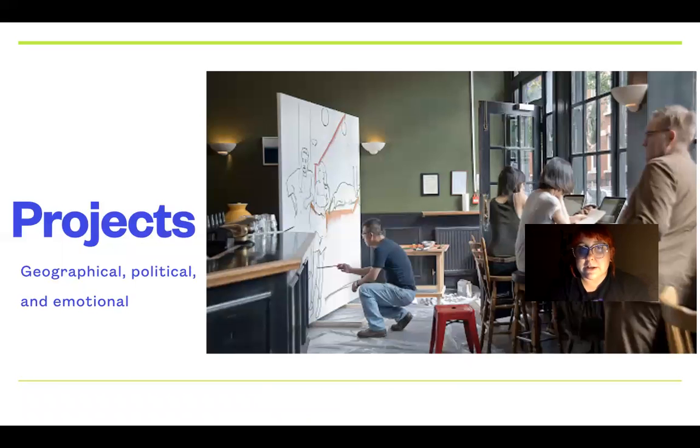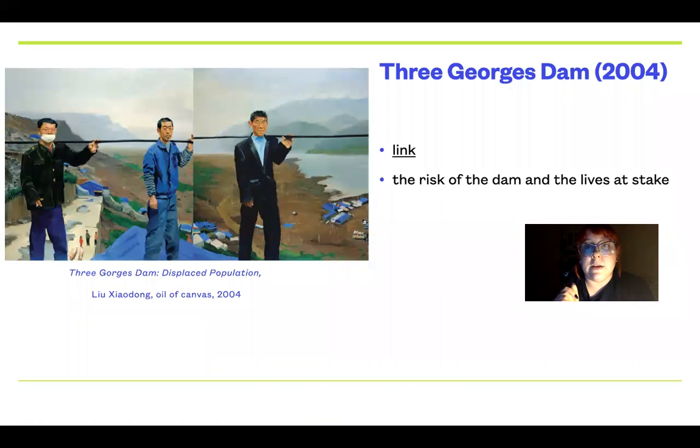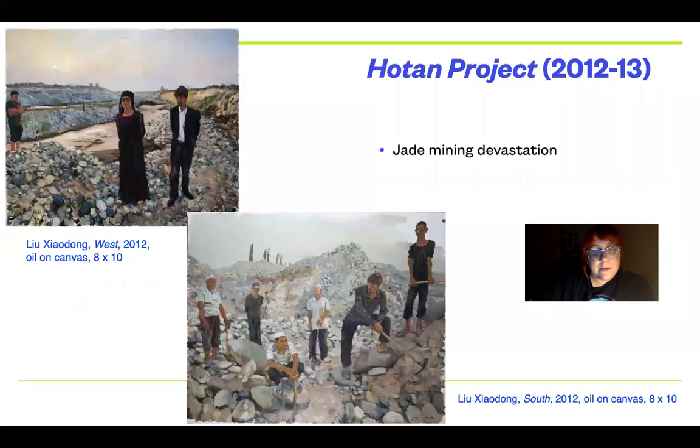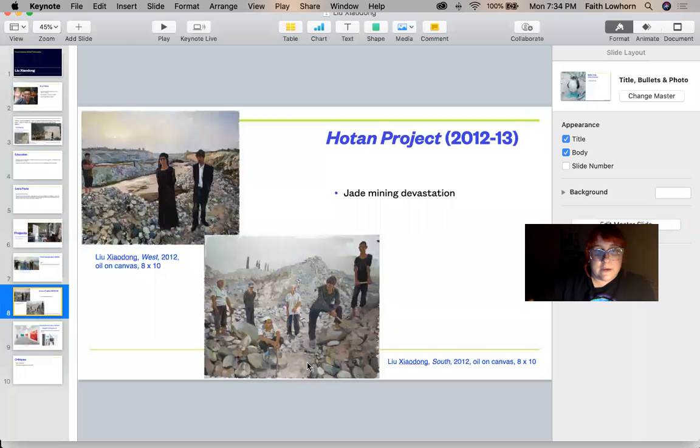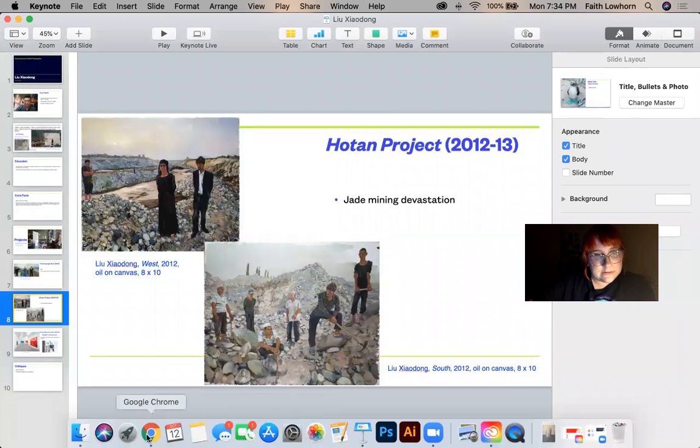So we're gonna get into his projects here. His paintings are very geographical, political, and emotionally inspired. The first one is the Three Gorges Dam he did in 2004. This is one of them. I couldn't fit the one that I actually really wanted to put on here, so let me get to that in a second.